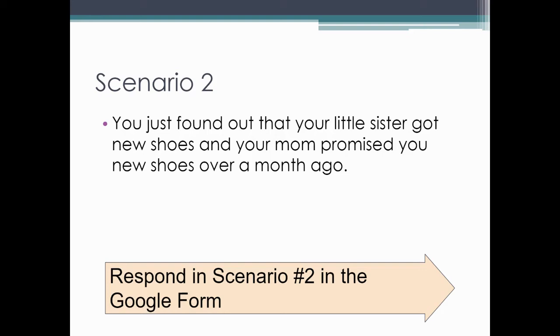So you can substitute in whatever works, but maybe your younger sibling or one of your other siblings getting something that your mom or your dad or your parent or guardian promised you, and they're getting new stuff instead. So go ahead and come up with some proactive and some reactive solutions to this. Go ahead and pause the video and complete scenario 2 now in the Google form.